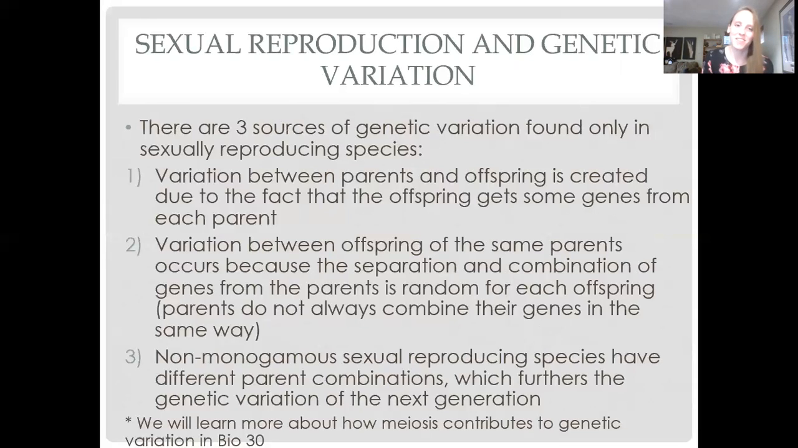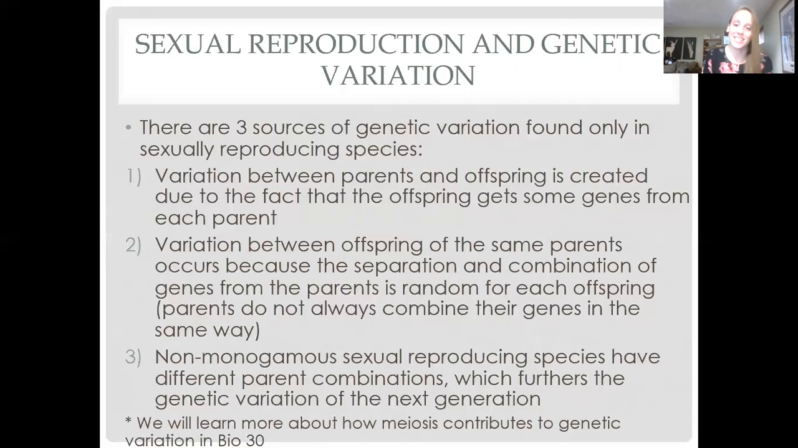There are 3 sources of genetic variation that are only found in sexually reproducing organisms. One is that there's variation between parents and offspring because the offspring is getting genes from both parents. The second is that there is variation between offspring of the same parents. So like you and your siblings, even if you have the same parents, will be genetically different from each other. That's because the way that the genes from your 2 parents combine to make a child is random every time. So you're not going to get the same combination of genes from both parents in every child.